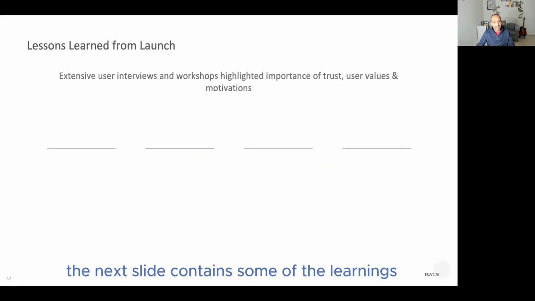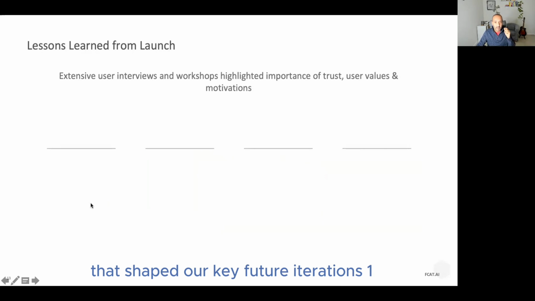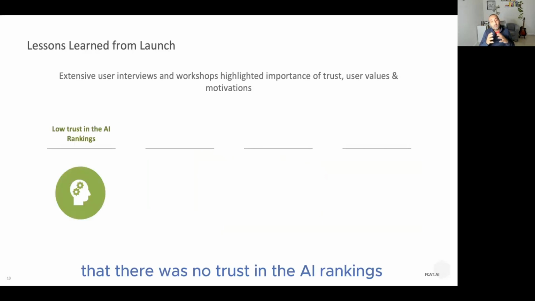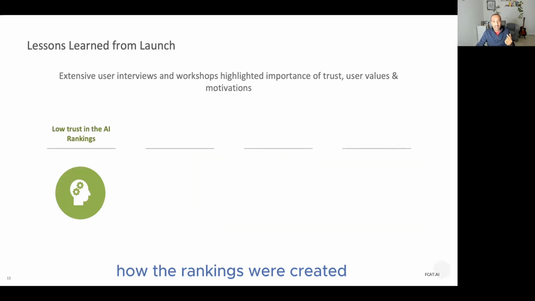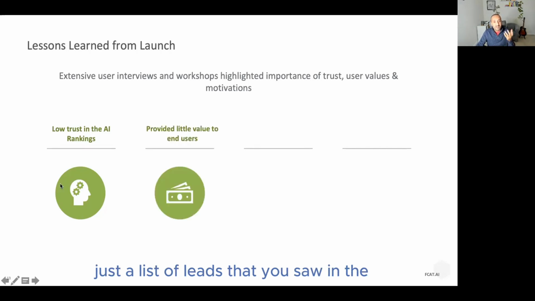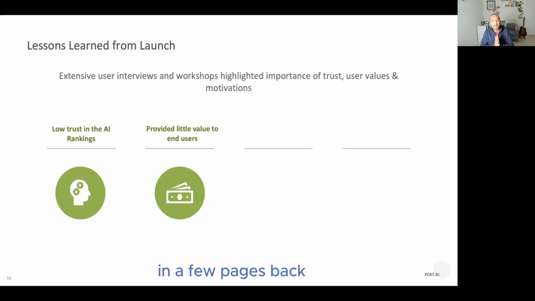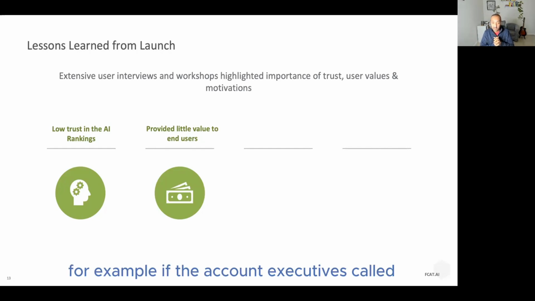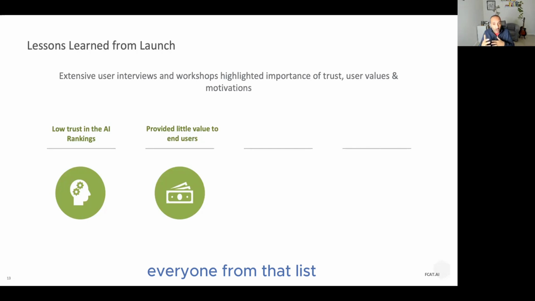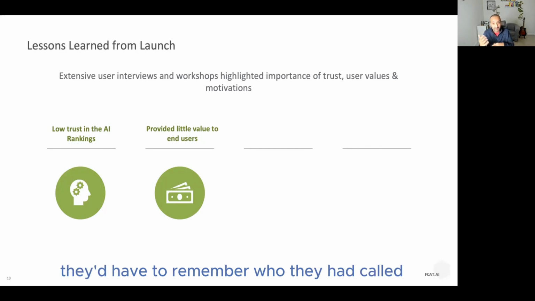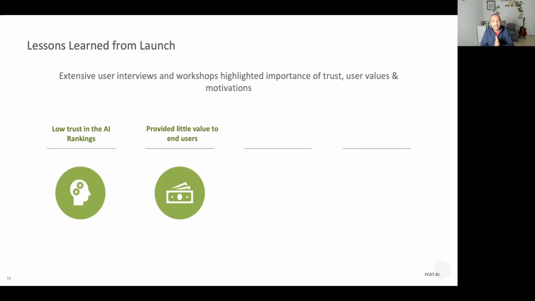The next slide contains some of the learnings that shaped our key future iterations. One, we learned that there was low trust in the AI rankings. Some of the users questioned how the rankings were created and what data sources we used. Two, just a list of leads that you saw a few pages back provided very little value for those users. For example, if the account executives called everyone from that list, they'd have to remember who they had called and what stage they were in.